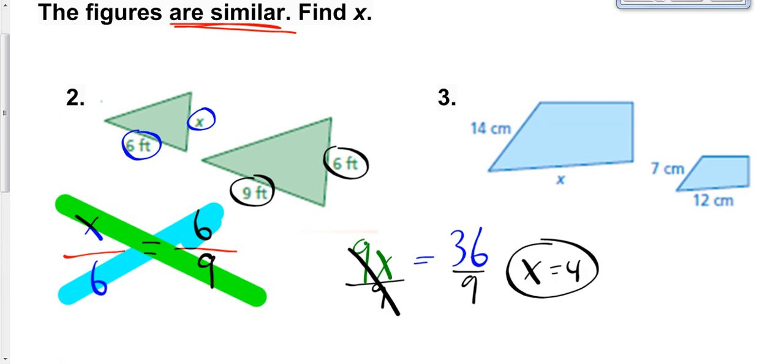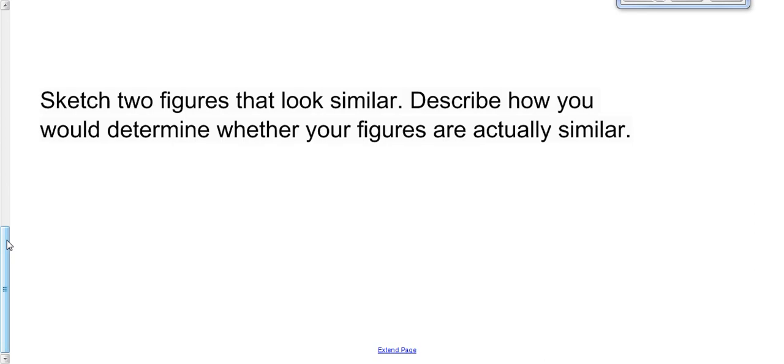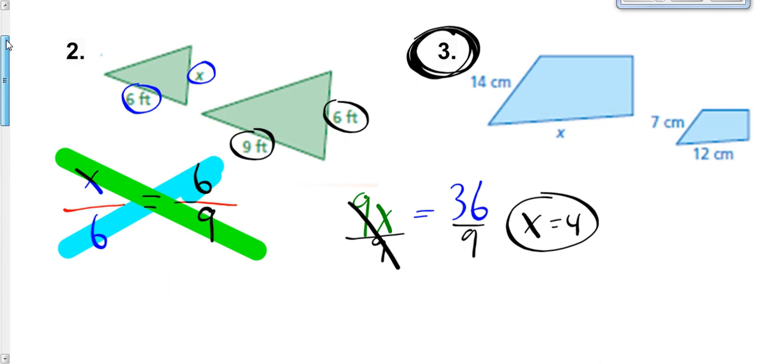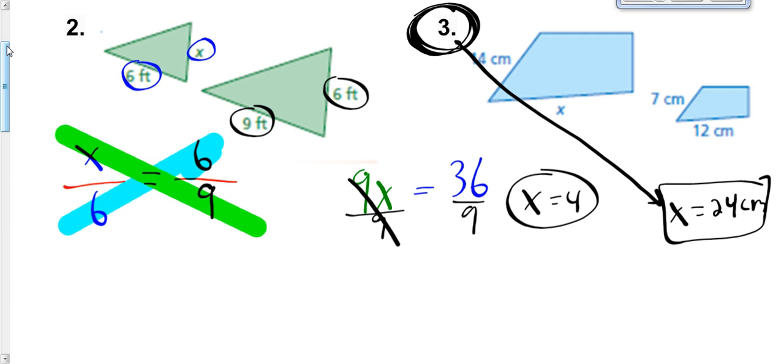I want you to pause the video and try this problem right here. Set up a proportion and find the missing side. I'm just going to reveal the answer to this problem, so hopefully you've paused the video and tried to figure out what it is. I want you to know that x is equal to 24 centimeters. That was the answer, so hopefully you got that. If you didn't, make sure you're reaching out or rewinding to figure out what's going on, okay?